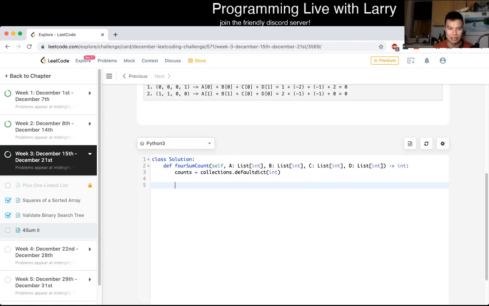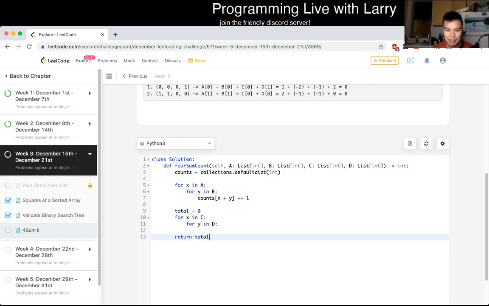So I guess I don't. So I could just go straight from for x in A, for y in B. We can do counts of x plus y, increment by one, right? And then in a similar way, for x in C, for y in D, actually we should have a total as well, or total count maybe. Return total at the end. And what is this, right?